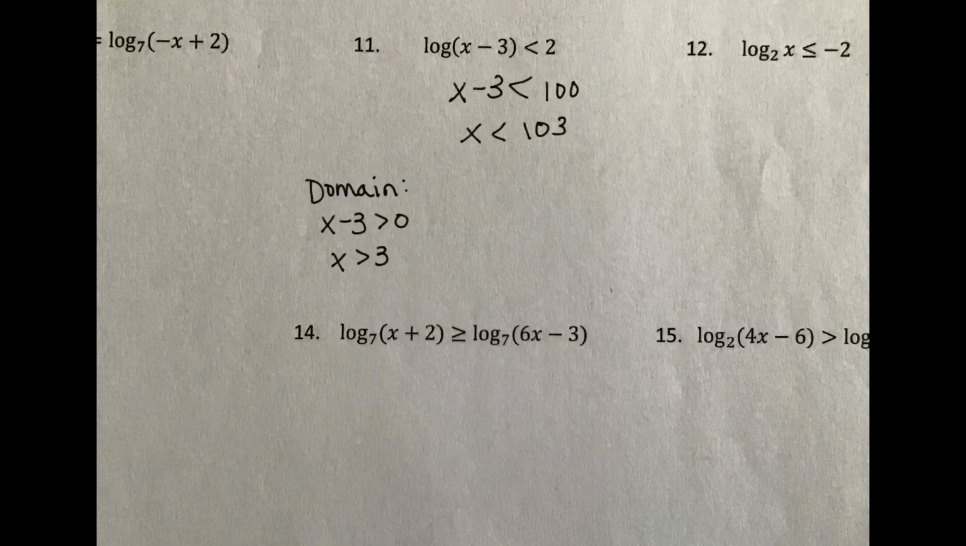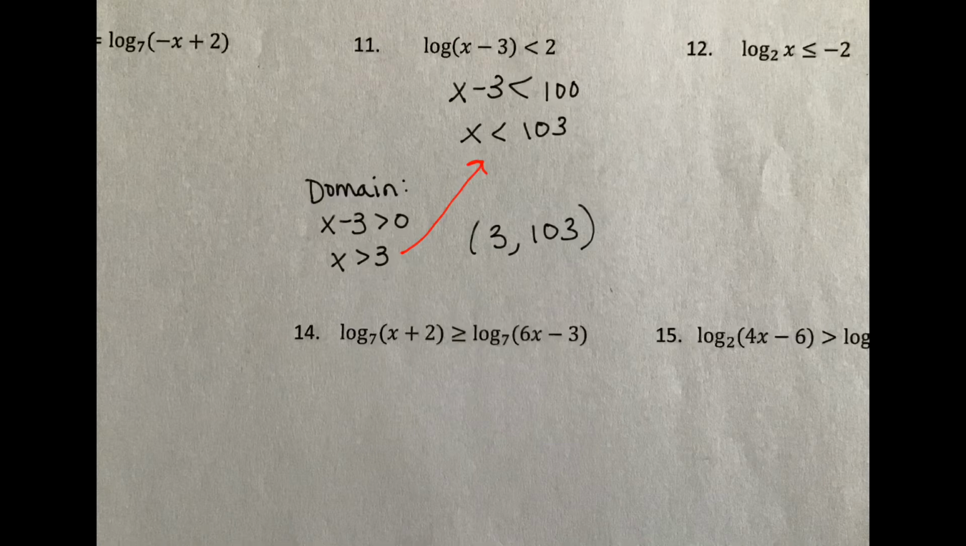in order for this log problem to even exist. Then you say to yourself, does this domain put any restrictions on the fact that we got x is less than 103? And it does. So my answer in interval notation is going to be (3, 103), both parentheses.